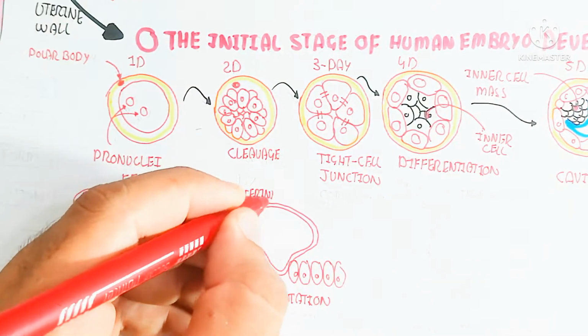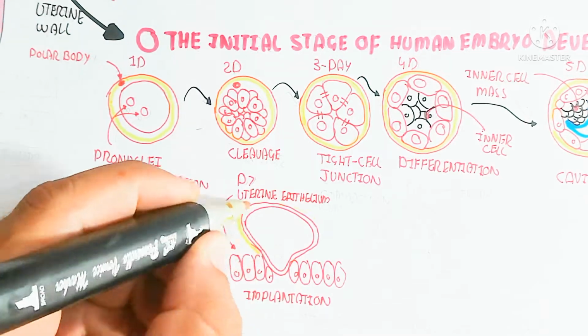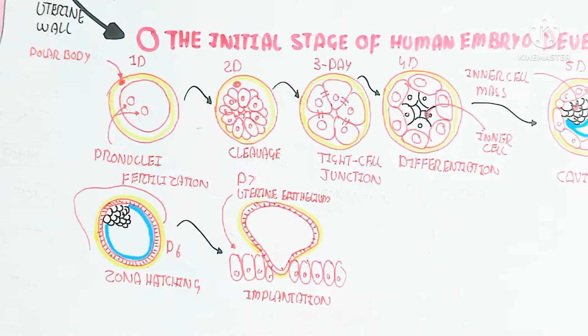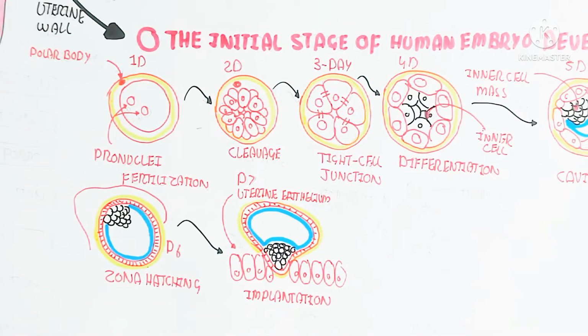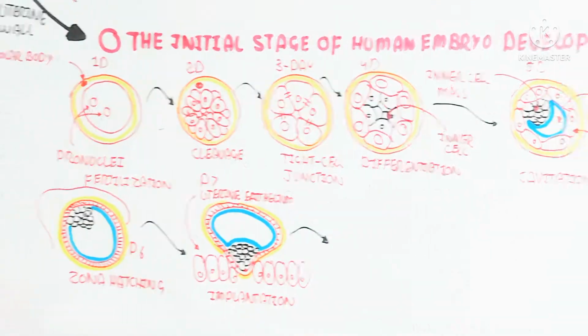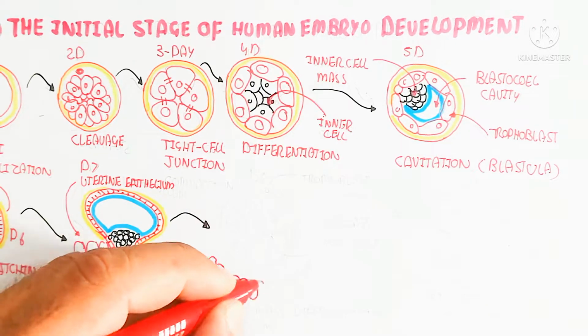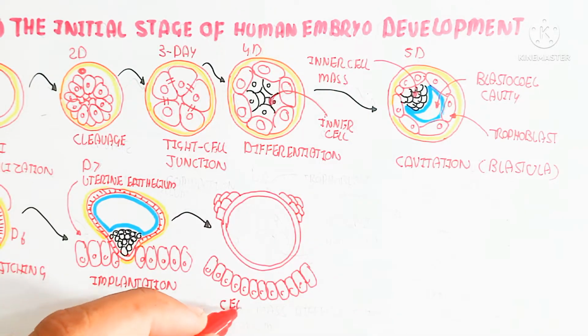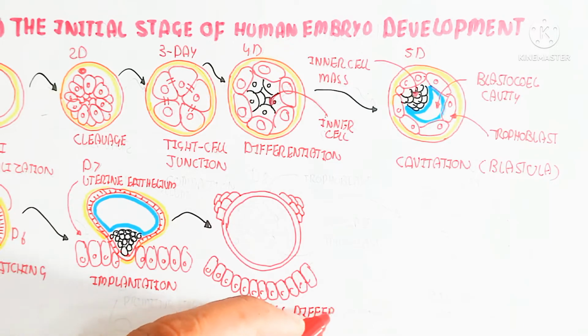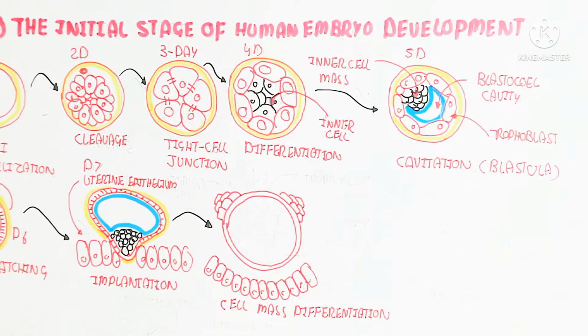So the implantation will occur in the endometrium wall, the uterine epithelium, and this happens around day 7, which is required for implantation. After the implantation, cell mass differentiation will occur. Let's begin to understand. On day 8, the trophoblast will be formed.